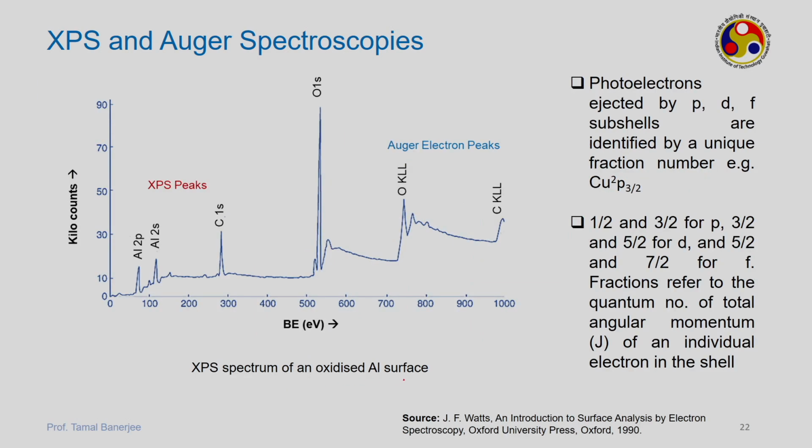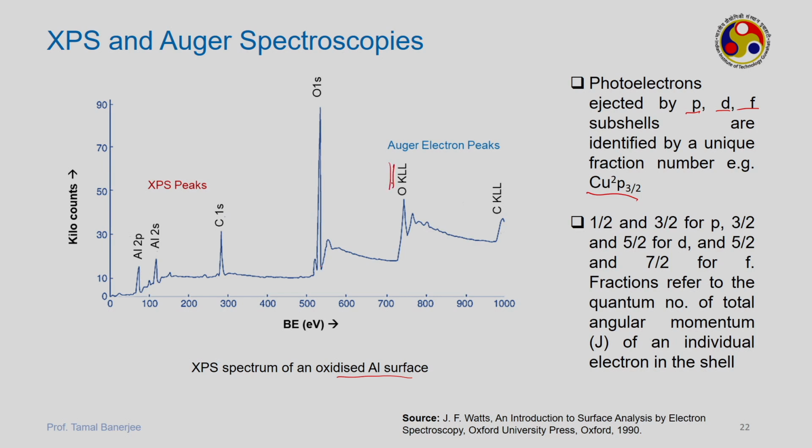This is the XPS spectrum of an oxidized aluminum surface. The photoelectrons ejected from the subshells are identified by a fraction number, for example Cu 2p 3/2. If you see the Al peaks here, the binding energy is less. Likewise, there is the carbon 1s orbital peak, then the oxygen 1s orbital peak.